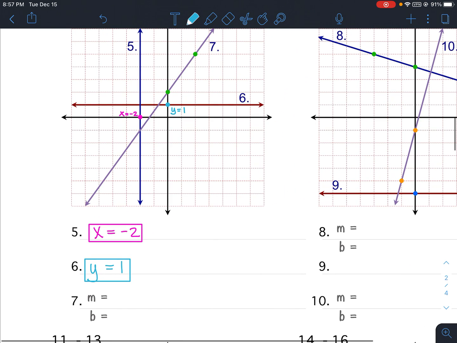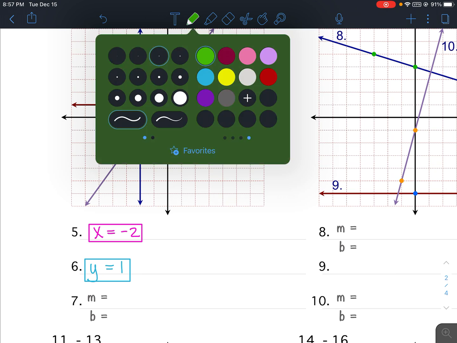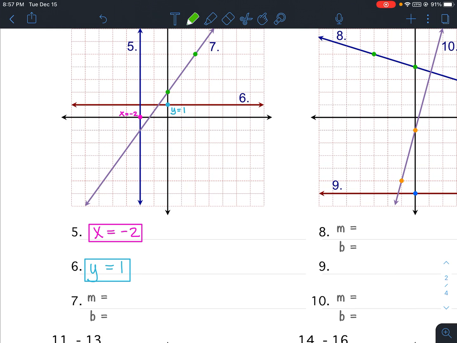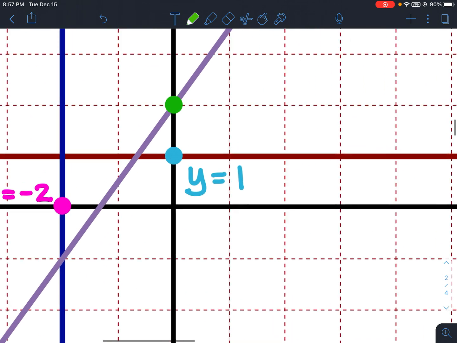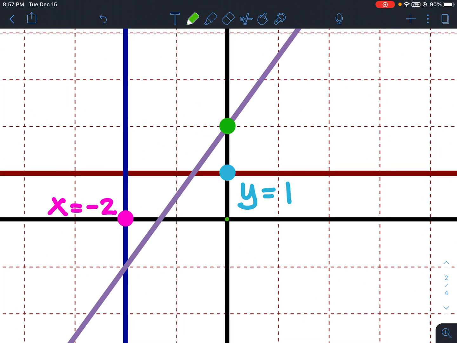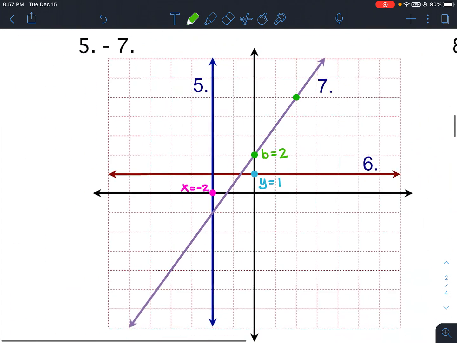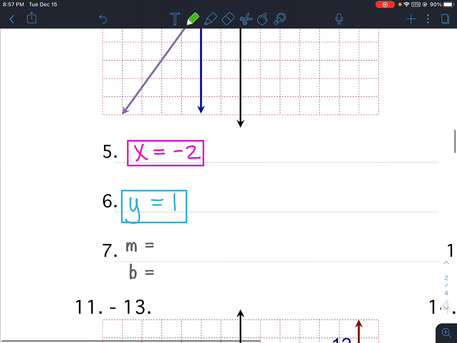Number 7, however, is a slanted line. And when you have a slanted line, you have to find both the slope and the y-intercept. Well, let's start with the y-intercept. The y-intercept is where the line crosses the y-axis. Where does this cross the y-axis? At 1, 2. So b equals 2. So I'm going to zoom out, come down to number 7, and put that b equals 2.